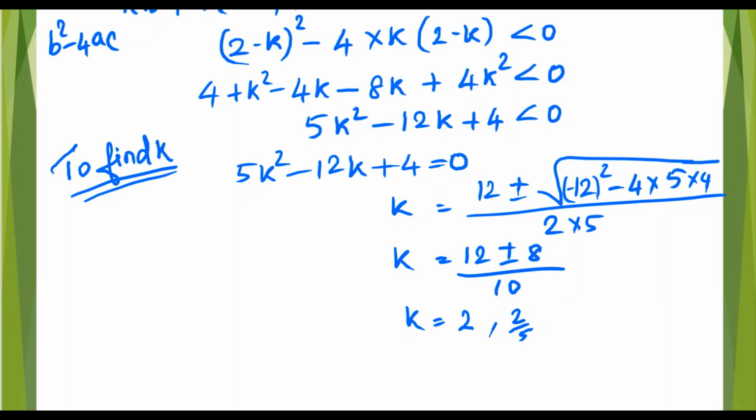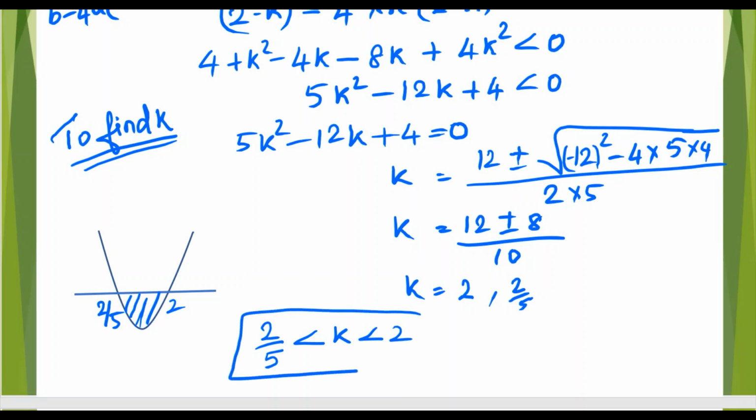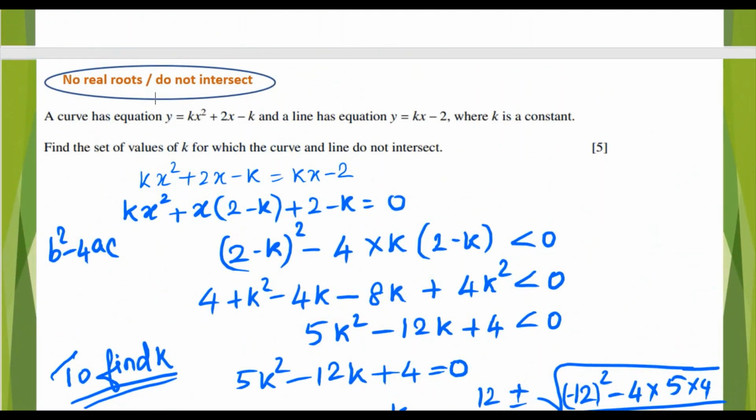First, let us sketch the graph, sketch the quadratic to know where k lies. So this is 2 over 5 and this is 2. Okay, and b squared minus 4ac is less than 0. So k should be in this region. So we can write the inequality as 2 over 5 less than k less than 2. Okay, so it's given, find the set of values of k.